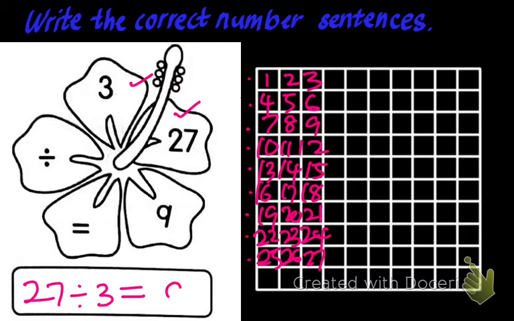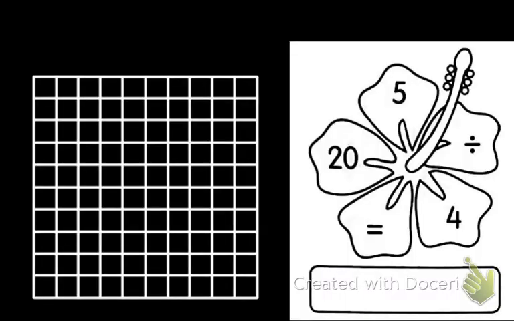Okay. So 27 divided by 3 equals to 9. 1, 2, 3, 4, 5, 6, 7, 8, 9. Okay, same also with this one. 20. Okay, pick 20. Then pick divide.